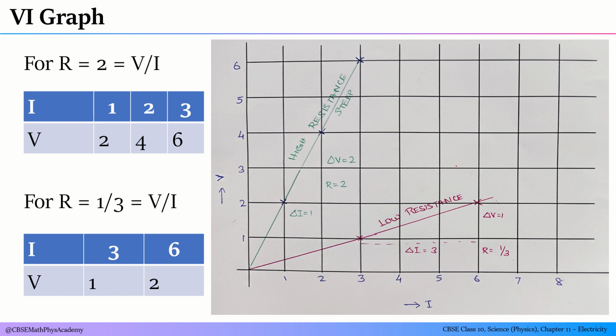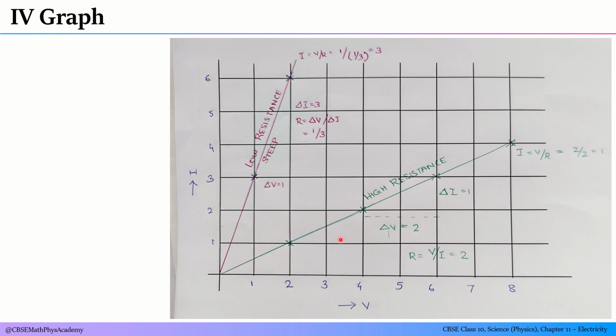In the two videos prior to this, we plotted the VI graph where we had current in the x-axis and voltage in the y-axis. We took two hypothetical scenarios, where resistance R is equal to 2, and the other resistance was 1 by 3, which is about 0.67. 2 is the one with higher resistance. You can see the steep slope here. And 1 by 3 is the lower resistance, which has a flatter curve.